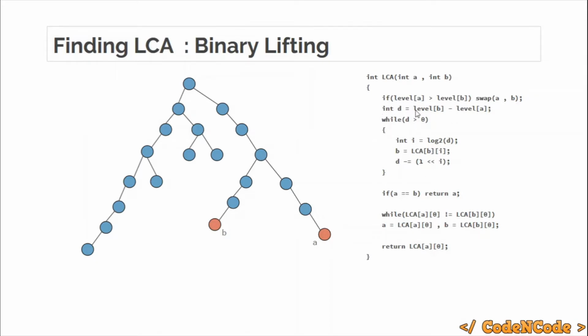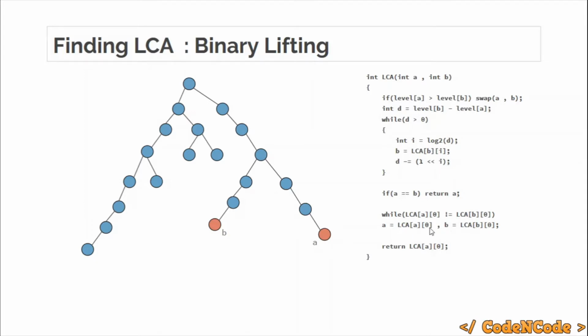So this loop would run at max log n time. Now if A is equal to B, return A. Again the same thing as the naive approach. Now here, this while loop was: while parent of A is not equal to parent of B, A is equal to parent of A, B is equal to parent of B. The speciality of this while loop is that it would run at max log n time, but the problem with this loop is that it would run in the worst case in big O of n time. So the overall complexity is still big O of n, because this is again making a jump of length 1.